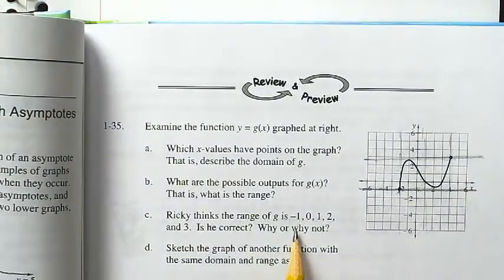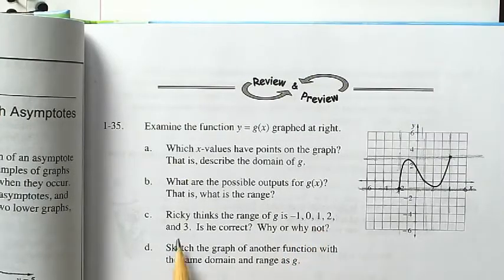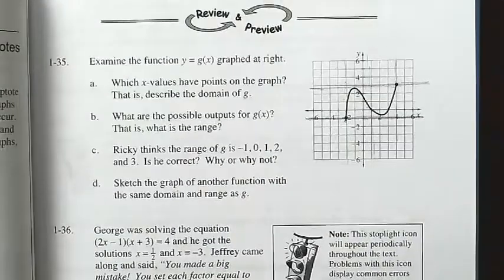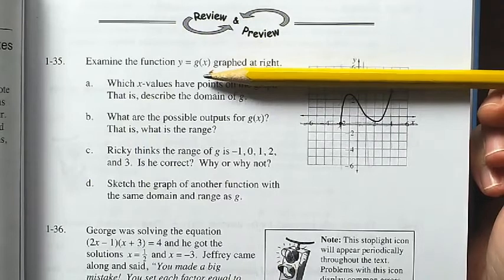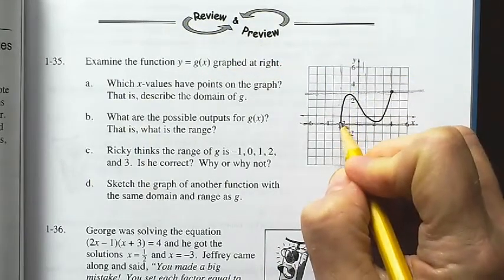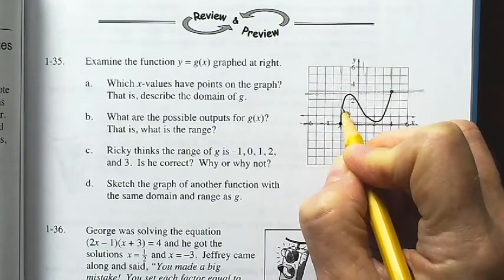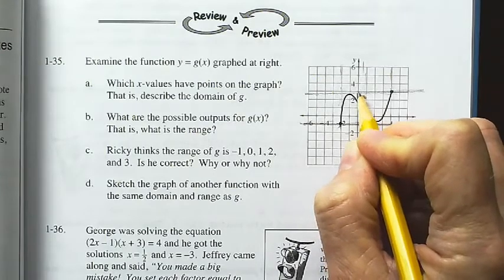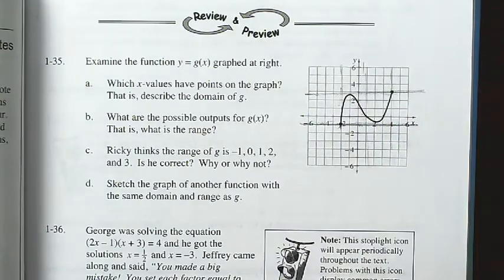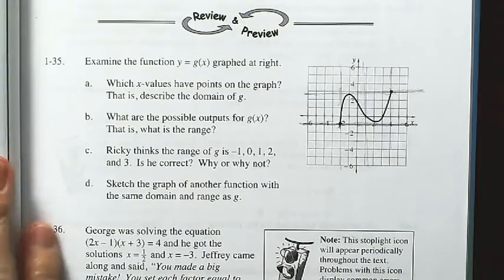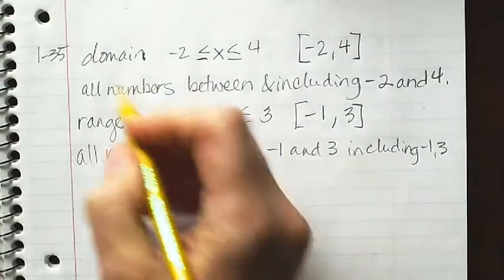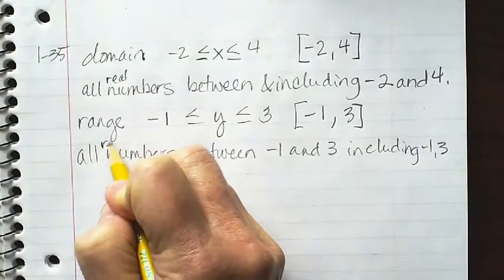Okay, part C, Ricky thinks the range of G is -1, 0, 1, 2, and 3. Is he correct? So you might be thinking, sure, the range goes from -1 up to +3. But doesn't it include all of the numbers between -1 and 0, between 0 and 1, between 1 and 2, between 2 and 3? So he's actually incorrect because he's missing all of those numbers. And I should have here all real numbers.